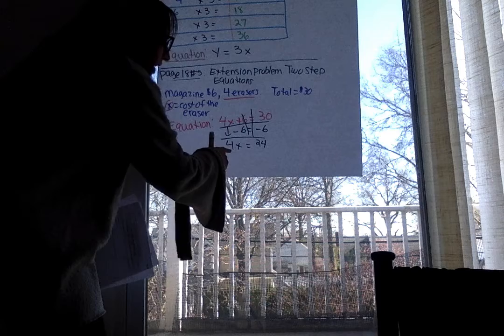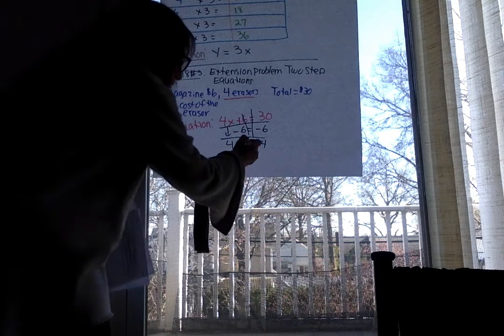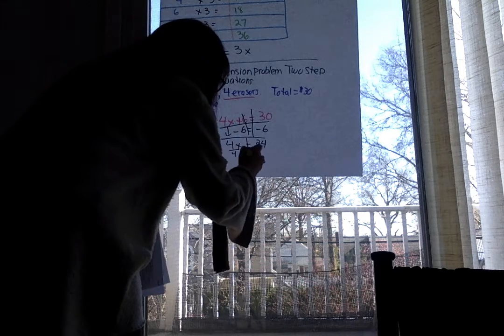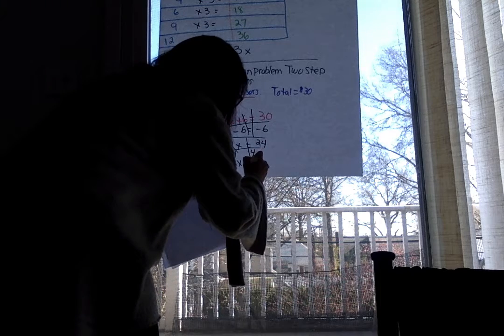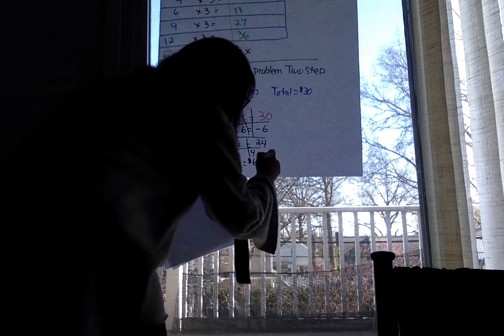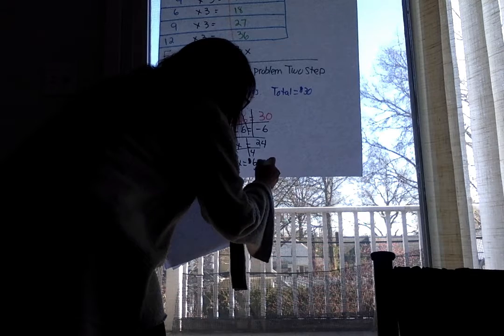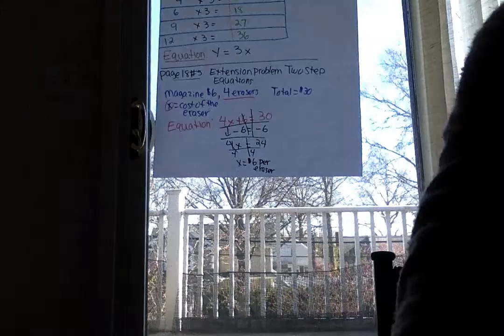Now I need to figure out 4 times what is 24. I'm going to divide by 4 on both sides. Therefore, I can conclude that the answer is going to be $6 per eraser. Let me give you a moment to write that down.